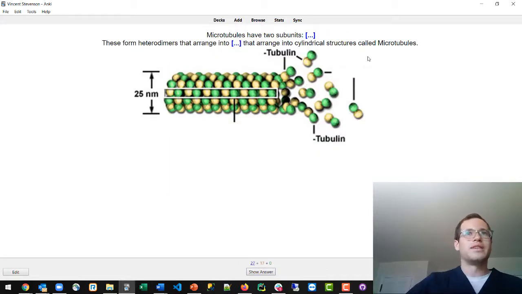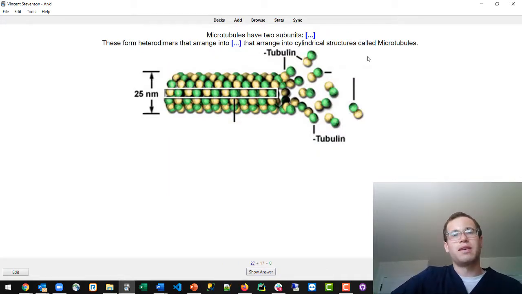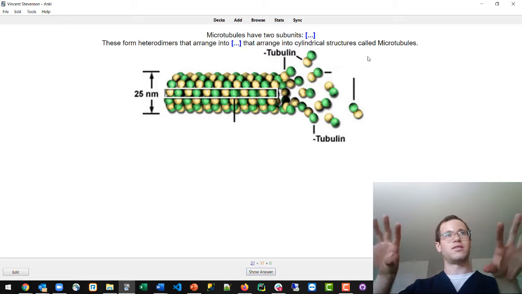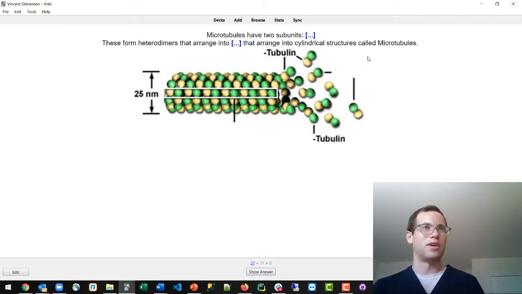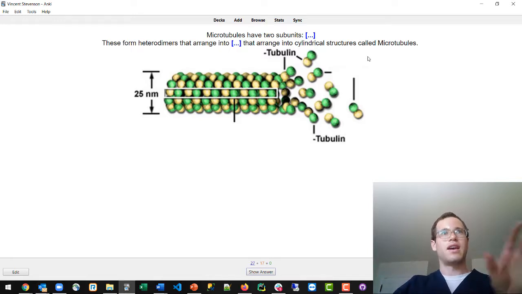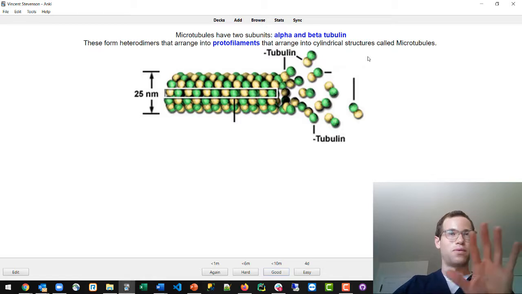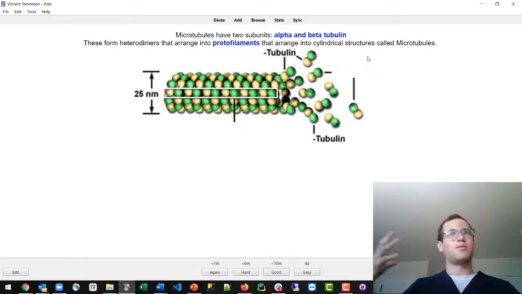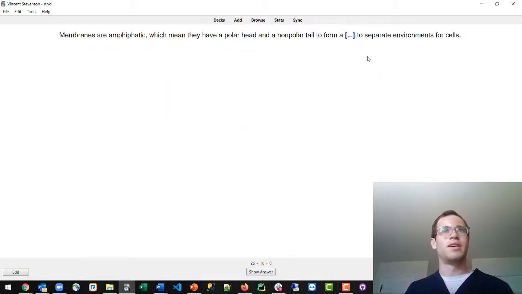And so when we take a deep dive into microtubules, we're going to note that they have two subunits that are referred to as alpha tubulin and beta tubulin. These two things come together to form what's called a heterodimer because they're different. They're not just the same monomer. And these heterodimers are going to arrange into protofilaments, so early filaments that are arranged into cylindrical structures that we ultimately will call microtubules.